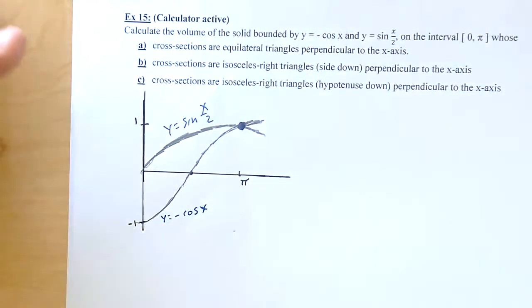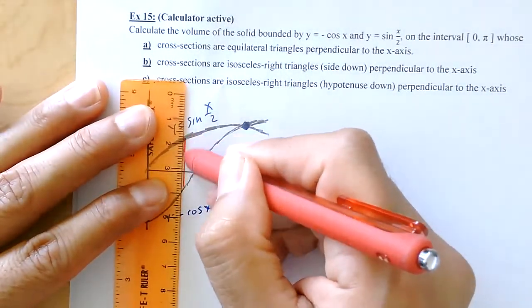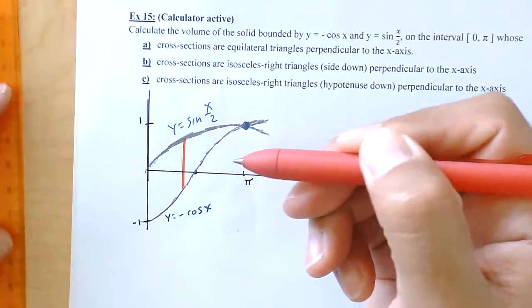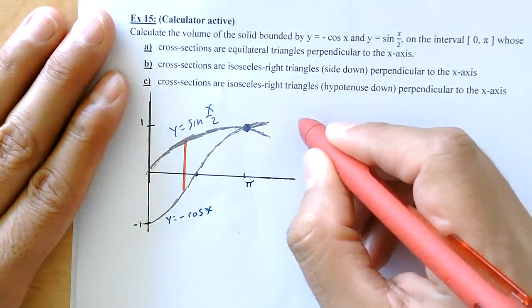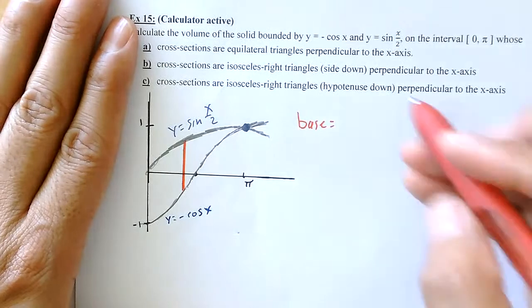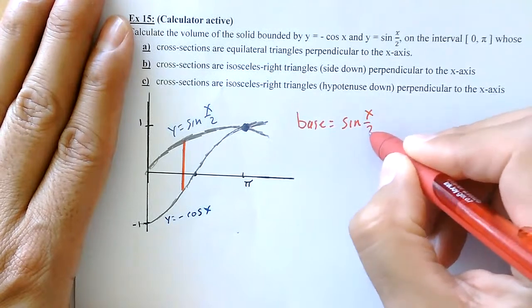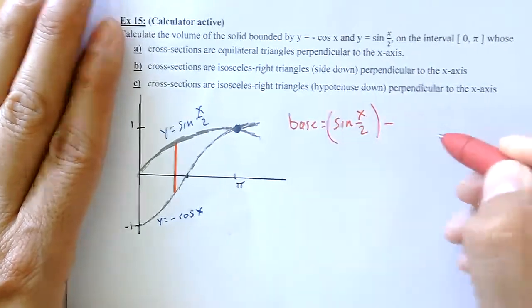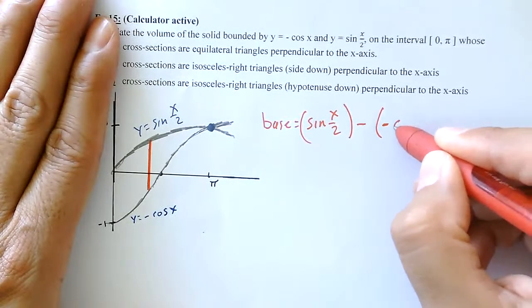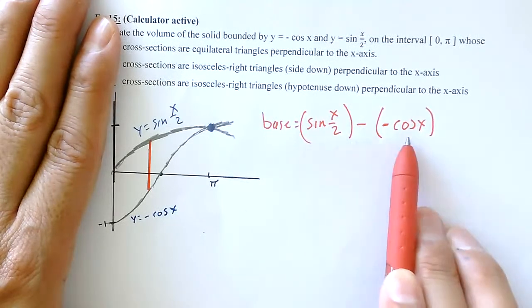And the three choices, they're all perpendicular to the x-axis, all of them. And because they're all perpendicular to the x-axis, the base is going to be the same right there. So the base for all of them will be the top minus the bottom.